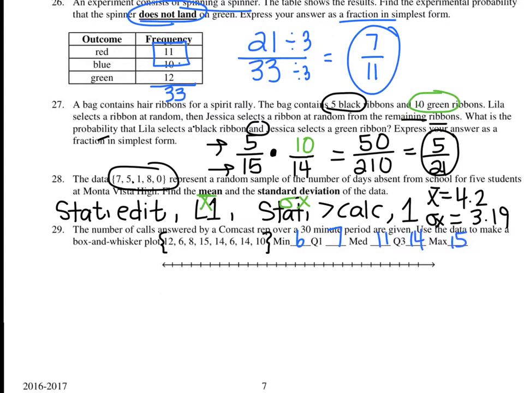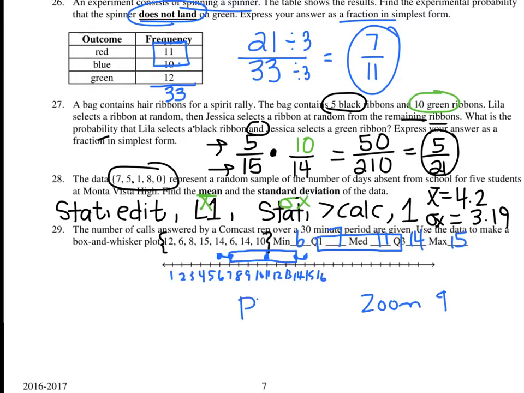So that's what we're going to plot on the graph. If we label our graph, all we need to do is plot each number. So 6, 7, 11, 14, and 15. And remember, the box always goes between Q1 and Q3. The median's in the middle of the box, and the min and the max are the whiskers. You can also press Zoom 9, making sure that Plot 1 is turned on in your calculator if you would like to see a picture of that on the screen.